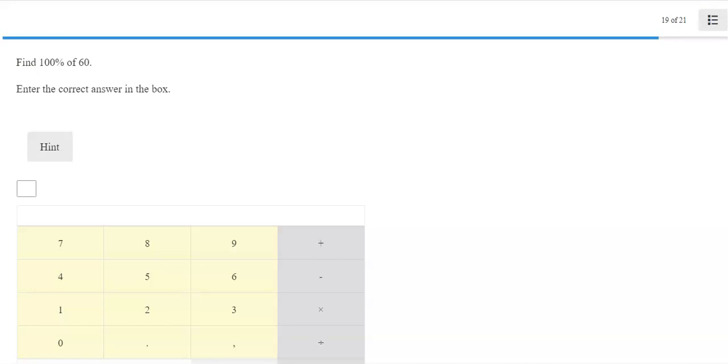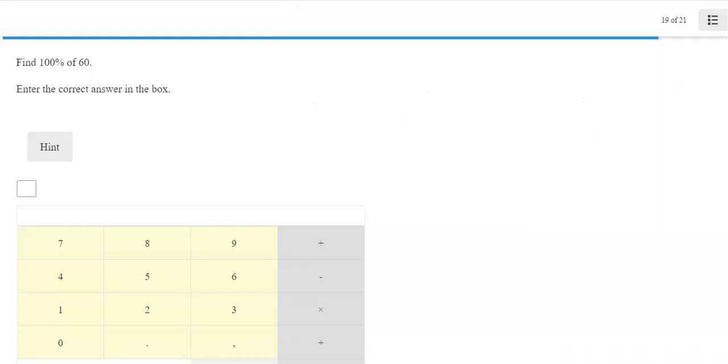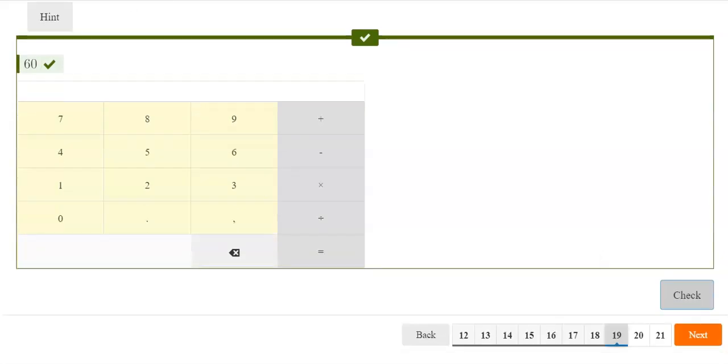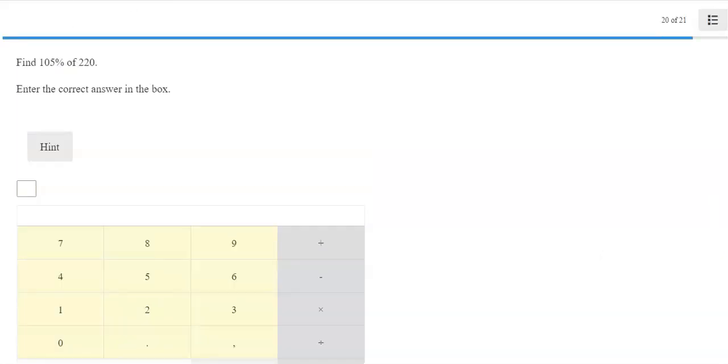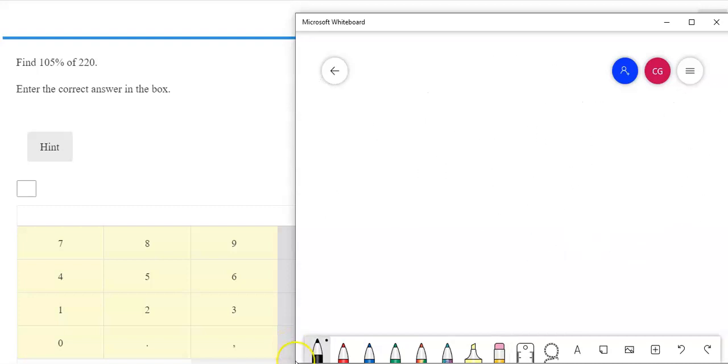Number 19 in your book, it would be number 24. So 100% is 100 over 100 times 60. When you have a number over the same number, that is 1. So we have 1 times 60 is 60. Number 20. We have 105% of 220. So 105 over 100 times 220.